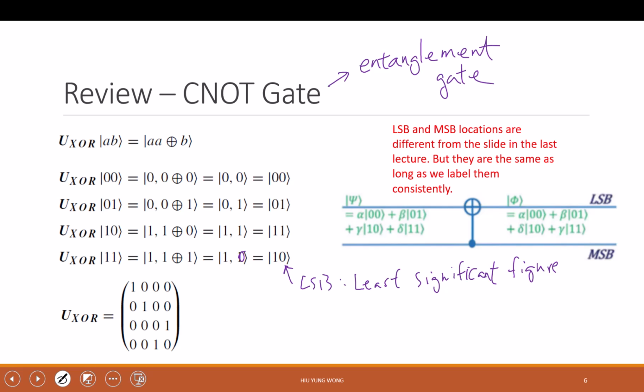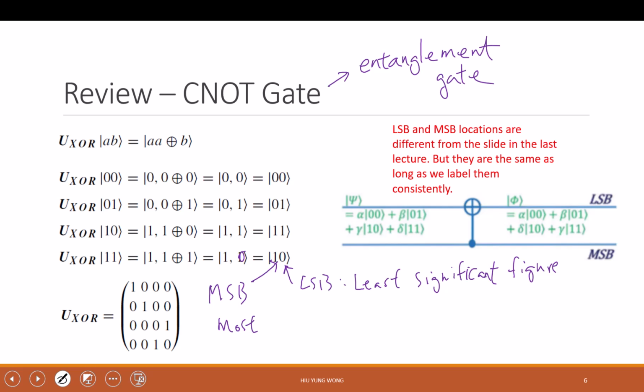But we don't talk about this here. This is the first thing, right? So this one is the MSB. This is the most significant figure, right? So you can have many figures. The far left one is the most, the far right one is the least. Make sense? MSB and LSB.